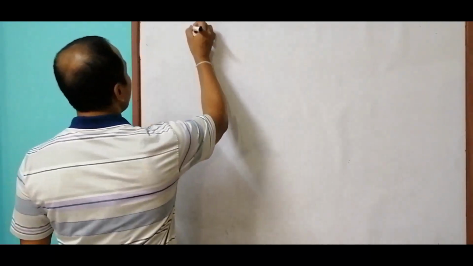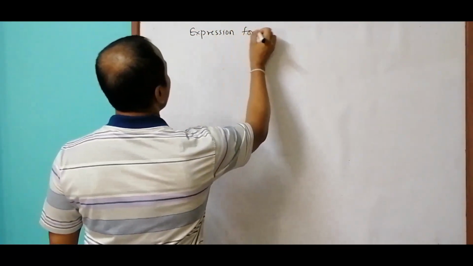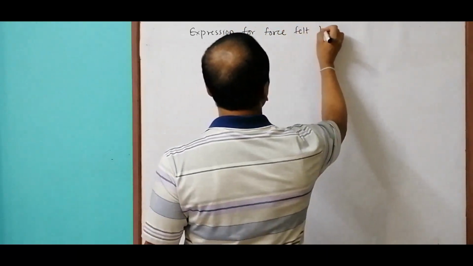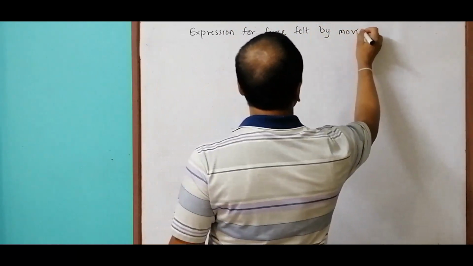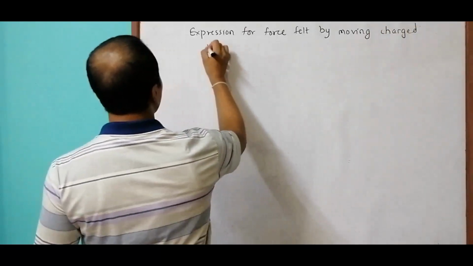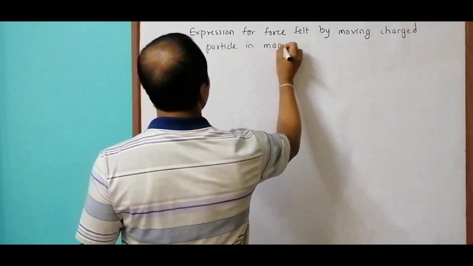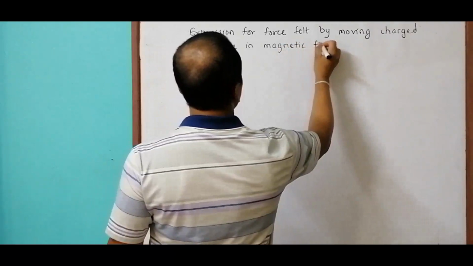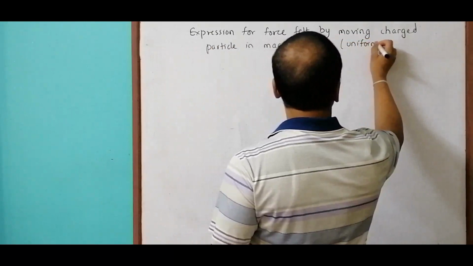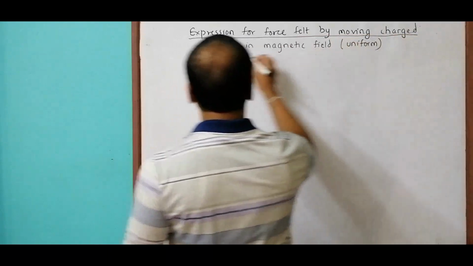So the first thing is the expression for the force felt by a moving charged particle in a magnetic field, and that field is a uniform one. So it is a uniform magnetic field. This is the title that we have today.